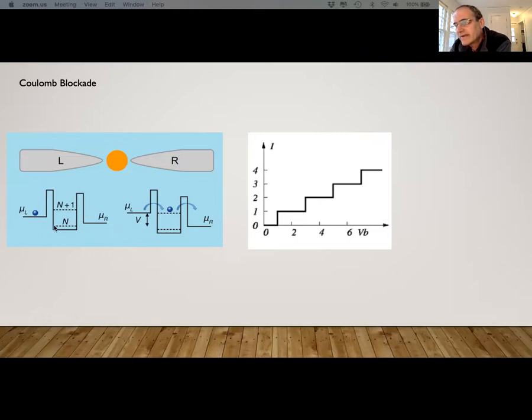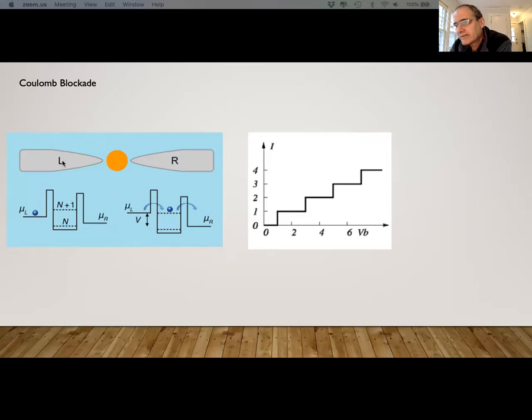If we're in a situation where the energy of the particles on the source side does not line up with one of these energy levels, then transport is difficult because we would have to tunnel into a state of higher energy in order for the electron to enter the dot. There's an energy barrier, or what's called a Coulomb blockade, that prevents the flow of current.